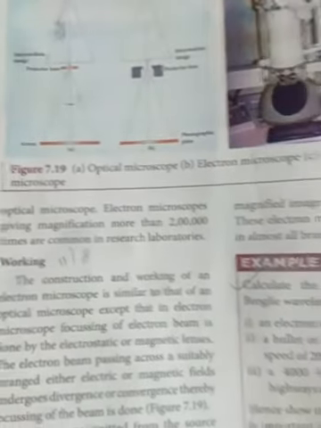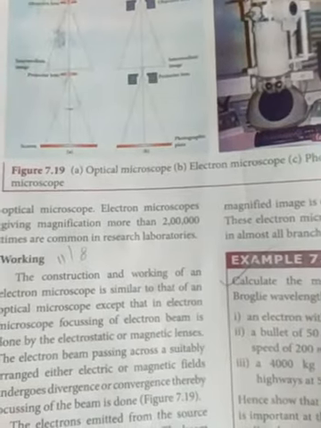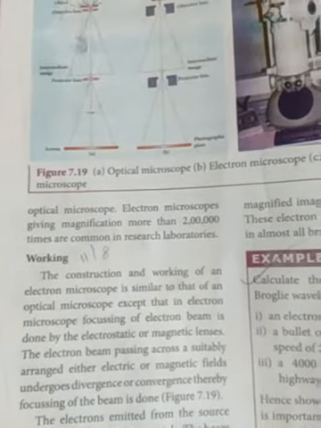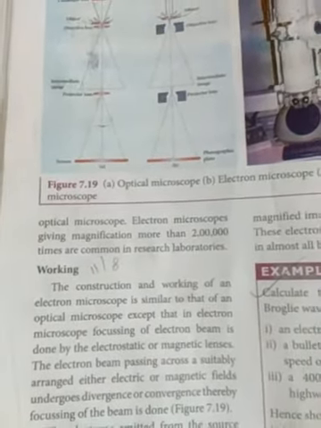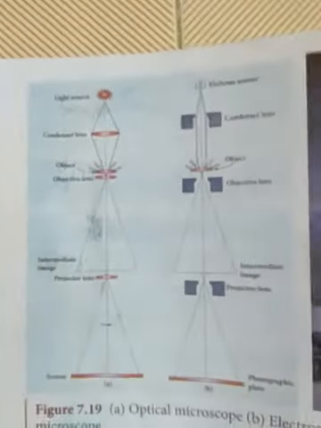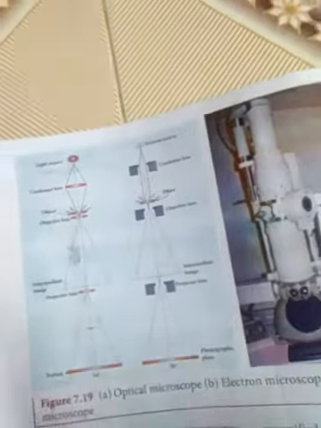How is it constructed? See the next construction. The construction and working of the electron microscope is similar to that of the optical microscope. You see, the first picture here is the optical microscope, and this is the electron microscope. They are similar, with a small variation in the wavelength and the lens.